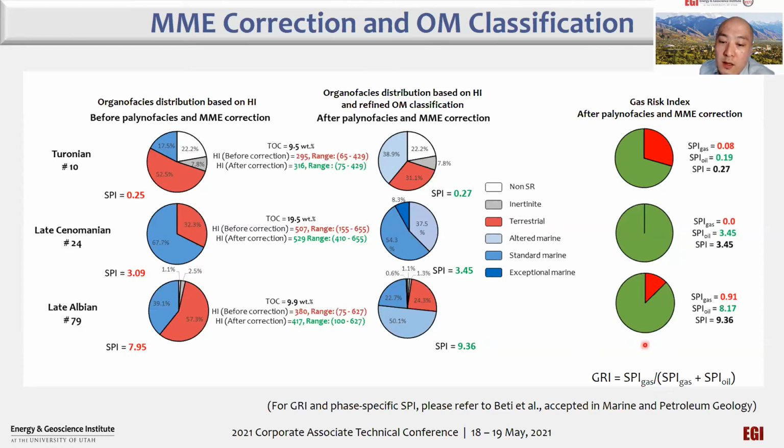The pie chart on the right shows gas risk index, which is calculated using phase-specific SPI, so SPI gas and SPI oil. These are the new indices we came up with, and we used them to compare different source rock systems in different regions. For more details on the workflow and these indices, please check Betty et al. in Marine and Petroleum Geology, or actually contact either Drupat or me so that we can send you the pre-proof manuscript when it becomes available online, hopefully next week.